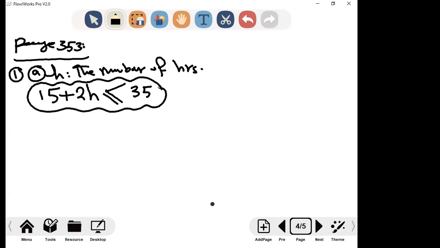That is part A. In part B, what will you do? You will solve the inequality, okay? To give me values for H. Done? Done. Yeah, but question 2 now. Question 3, you need to focus with me a little bit, okay? Quickly, guys. Question 2. Yeah.